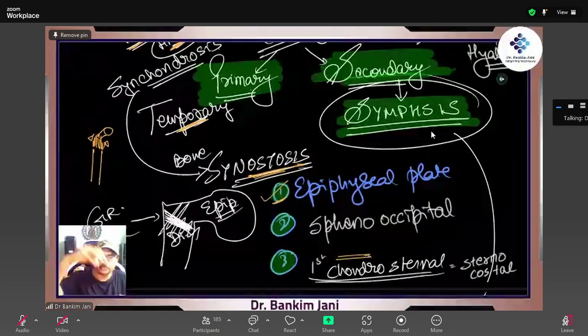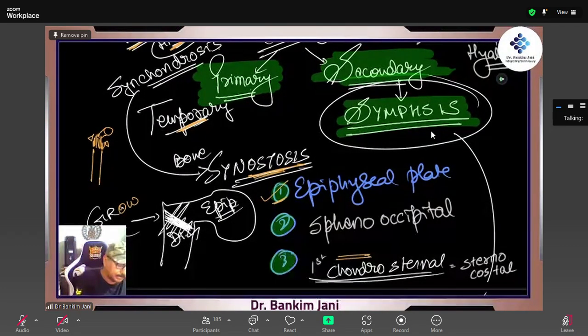Epiphyseal plate means those are the growing ends, right? This is the growth plate. This is the plate from where the bone will keep on growing, right? At one point of time, when the height is sufficient, it is the hormones that will lead to ossification, and then the growth plate stops. So done, synostosis has occurred.